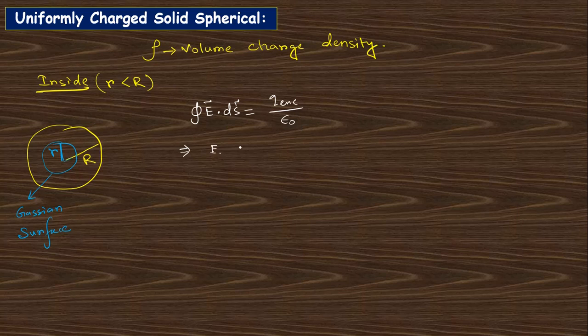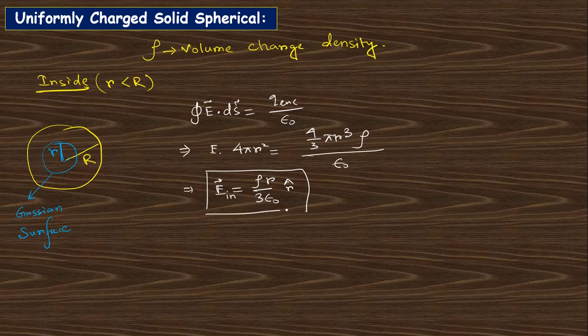So this is E into 4 pi r squared, and this is nothing but the volume, 4/3 pi r cubed, that is rho into 4/3 pi small r cubed, into density by epsilon naught. So you can see here, the 4 pi cancels out, r squared cancels out, only r remaining. So this is rho r by 3 epsilon naught. This is E in vector form, with an r cap. Clear? This is the inside electric field, which varies with r.